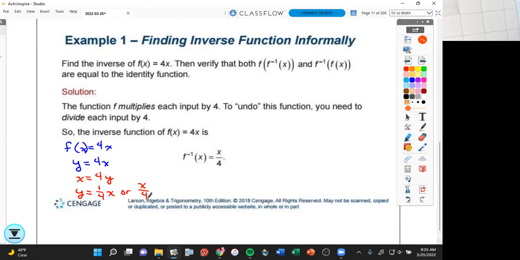You swap all of them. All of the x's become y's, all the y's become x's. So if you have an x squared, it's now y squared. Okay? All right.